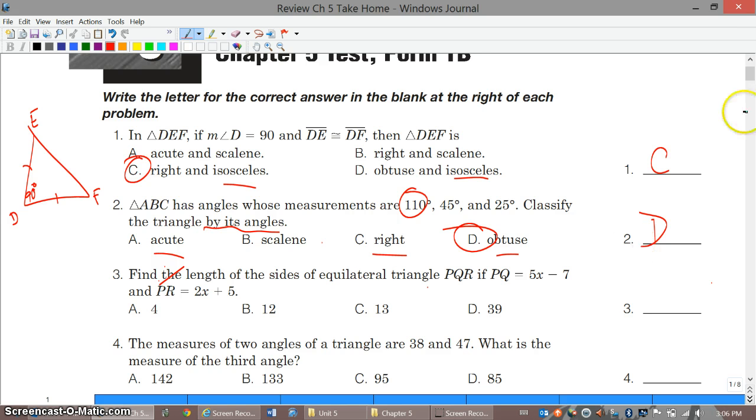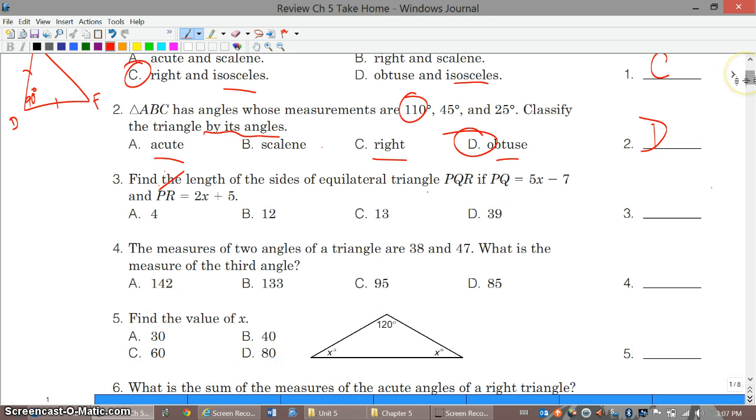Find the length of the sides of an equilateral triangle. PQR is an equilateral triangle. This is interesting: that means all of the sides are equivalent. PR is 2x plus 5. PQ is 5x minus 7. So if all the sides are equivalent, we're just going to say those two sides are equal. Find the length of the side. If we solve this for x, then at least we get x, and then we can go from there.